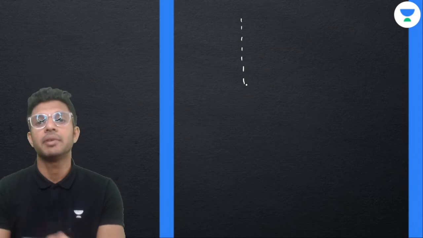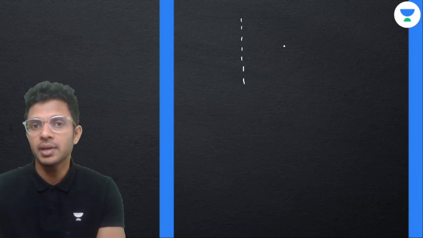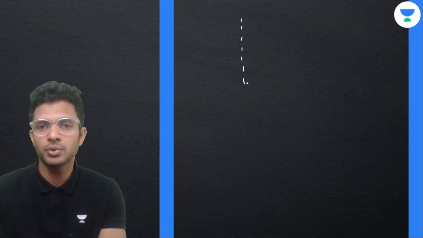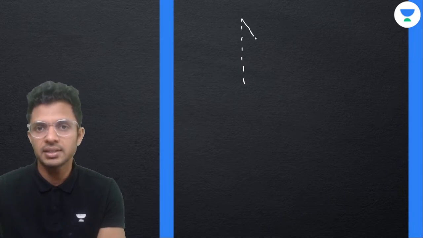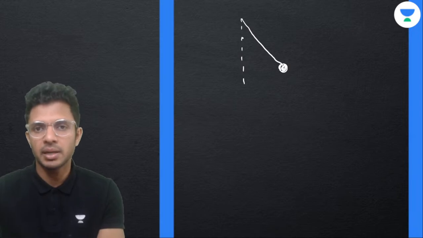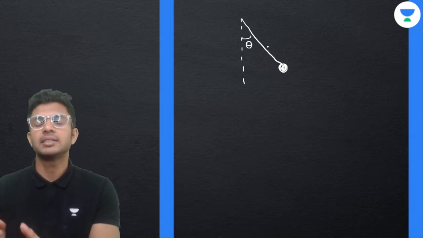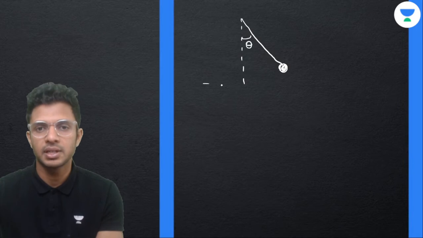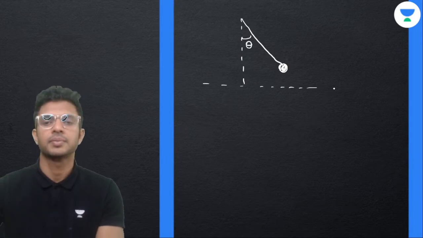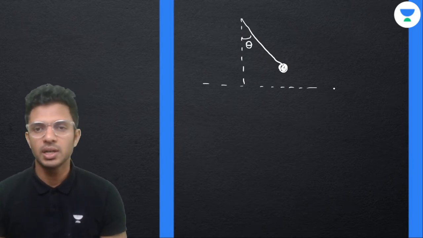Now, look. What do we have? We have a simple pendulum, and by applying some external force, you have raised this simple pendulum to some height. Meaning, the simple pendulum, by making some angle theta, is at some height from the ground, considering this is our ground. Fine, cool, okay.